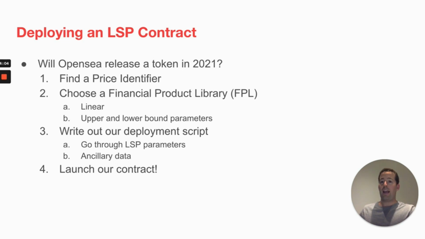So the steps for how we're going to do this: first we're going to find a price identifier, and then we are going to choose a financial product library to use, and then we are going to write out our deployment script and launch our contract.